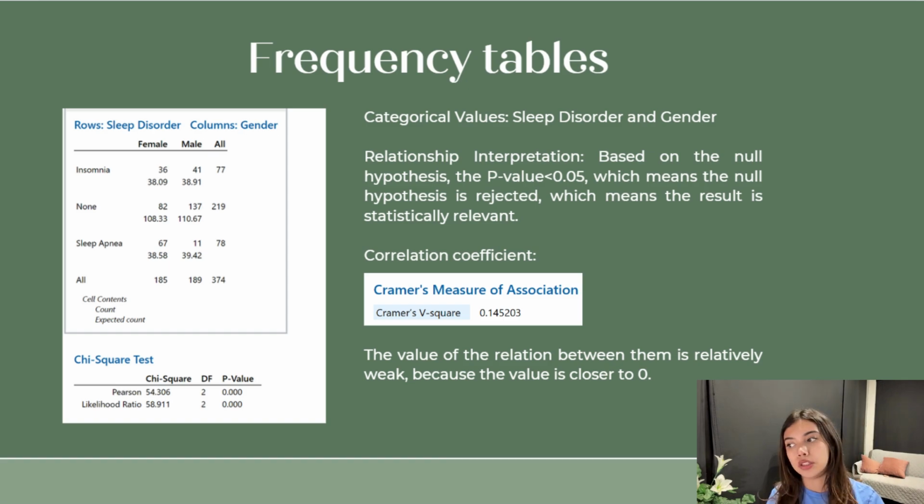Then, I included the two frequency tables. Previously, I only did two regression models, but now I could do the frequency tables, where the categorical variables are sleep disorder and gender. For the relationship interpretation based on the null hypothesis, we got that the p-value is smaller than 0.05, which means the null hypothesis is rejected, which means the result is statistically relevant. The correlation coefficient, we can get it with Cramer's measure of association as 0.145, so the value of the relation between them is relatively weak because the value is closer to 0.